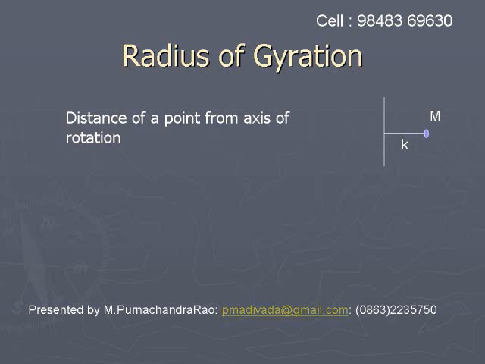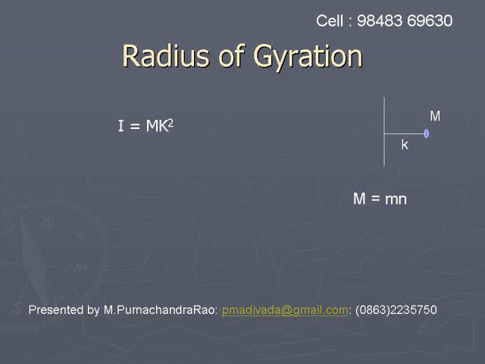Radius of gyration is a distance from the axis of rotation, indicated by k. This distance is such that mk square gives the moment of inertia of the body, where m is the total mass of the body. If m is the total mass of the body and mk square gives its moment of inertia, such a distance k is called the radius of gyration of that body.